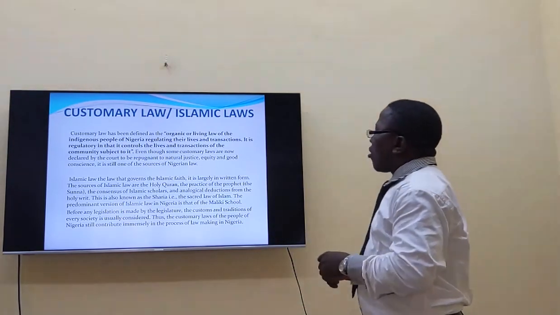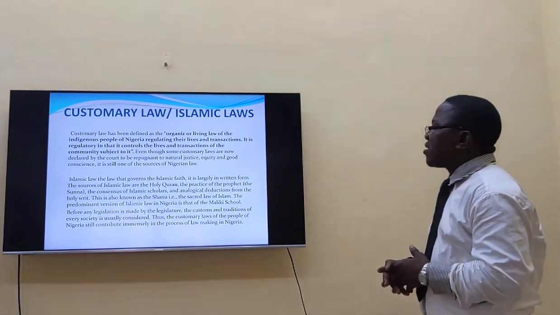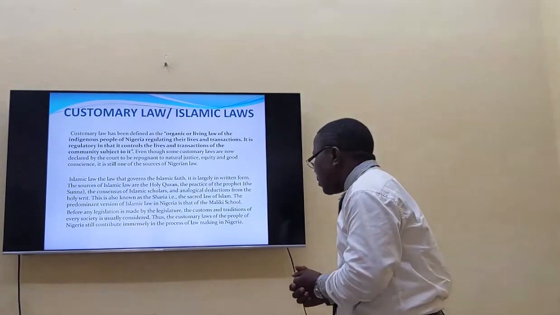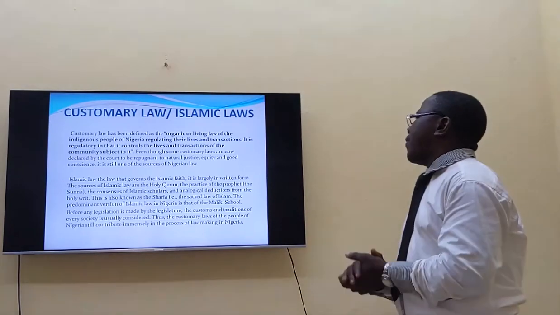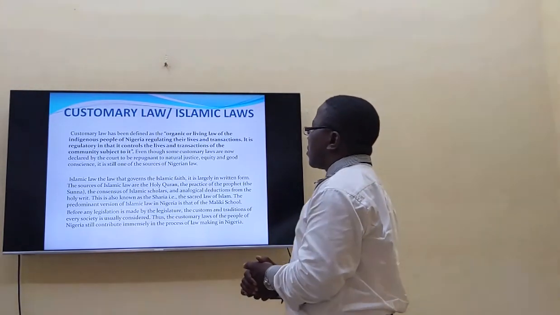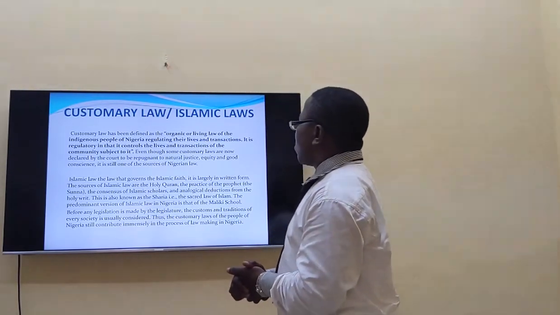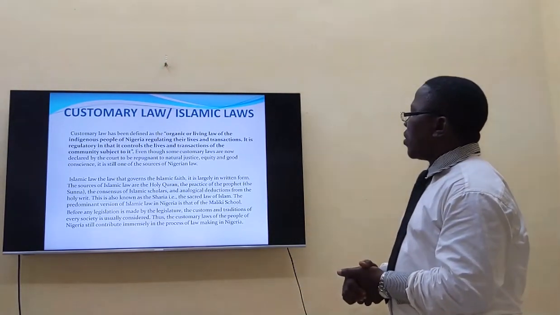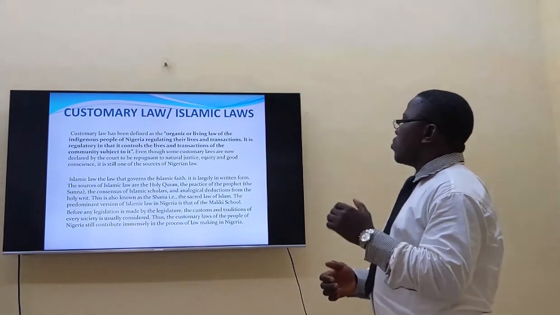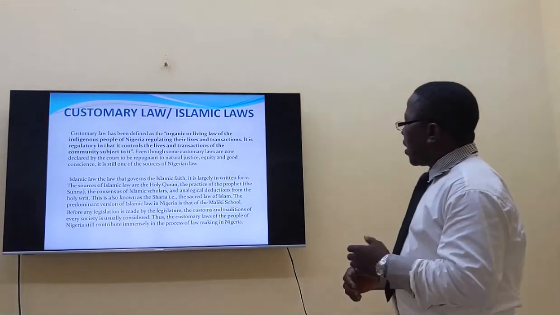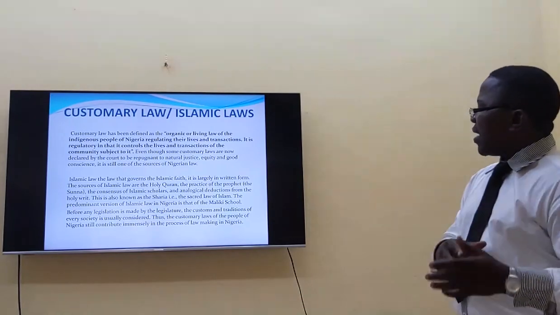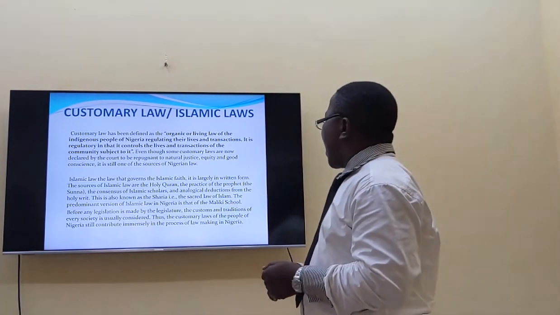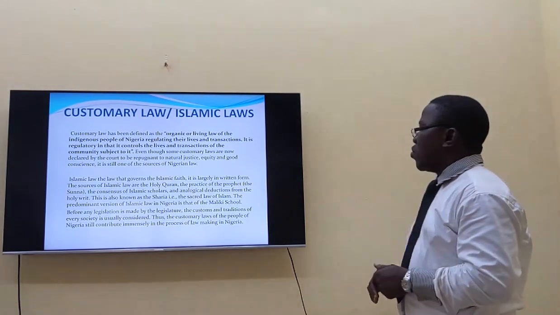Islamic law, the law that governs the Islamic faith, is largely in written form. The sources of Islamic law are the Holy Quran, the practice of the Prophet, the Sunnah, and the consensus of Islamic scholars, the analytical deductions from the Holy Writ. This is known as Sharia, the sacred law of Islam. The predominant version of Islamic law in Nigeria is that of the Maliki school.